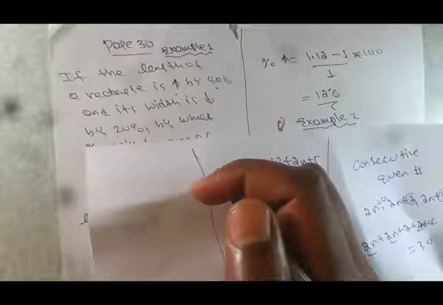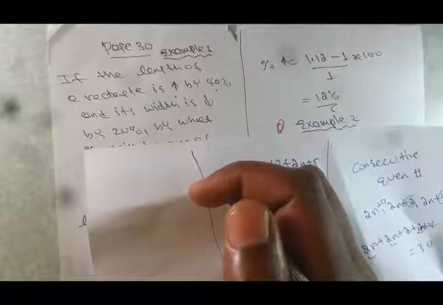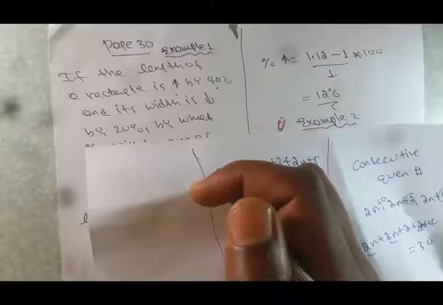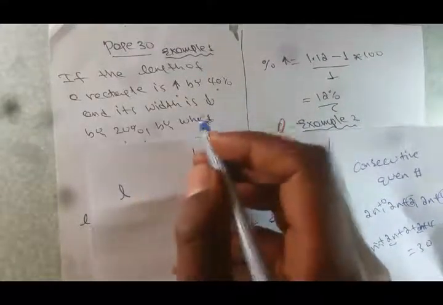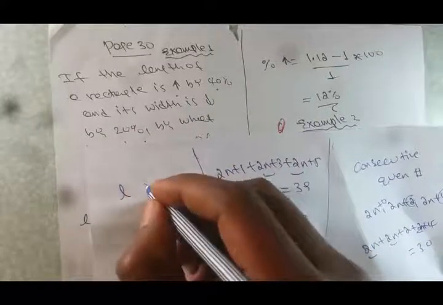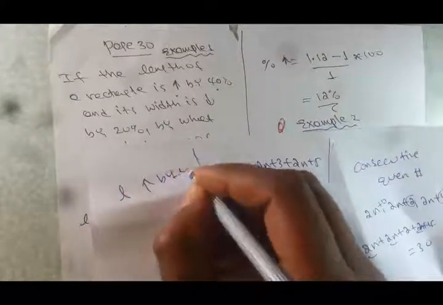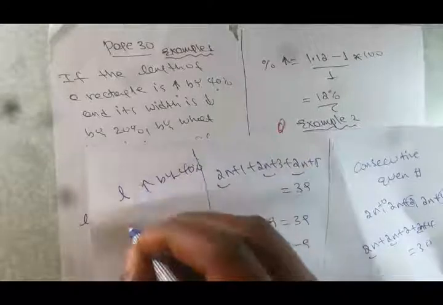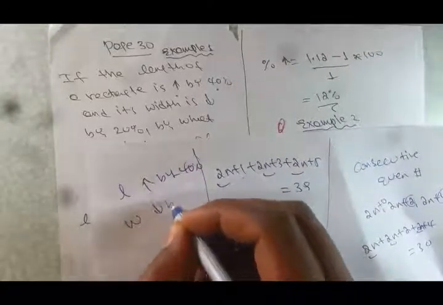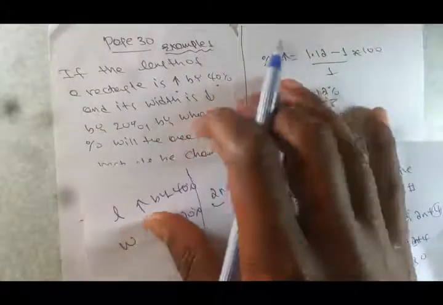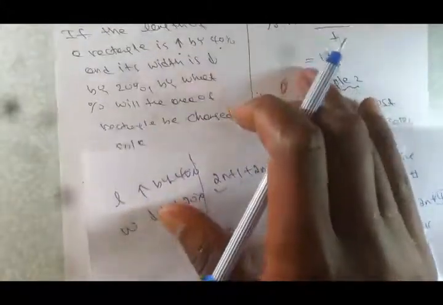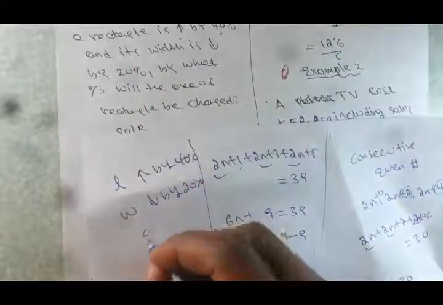And example 1 says that if the length of a rectangle was increased by 14% and its width was decreased by 20%, then by what percent will the area of the rectangle change? Solution. We already talked about this.